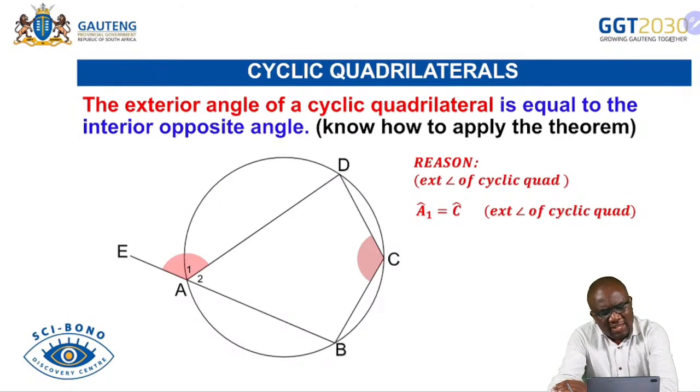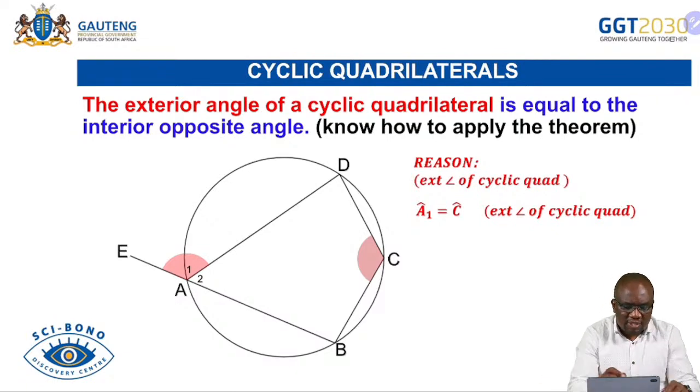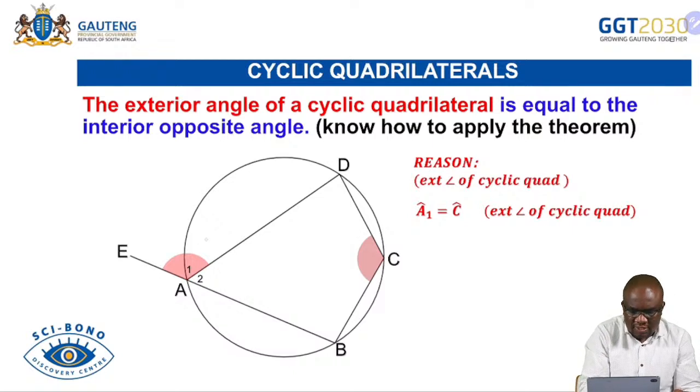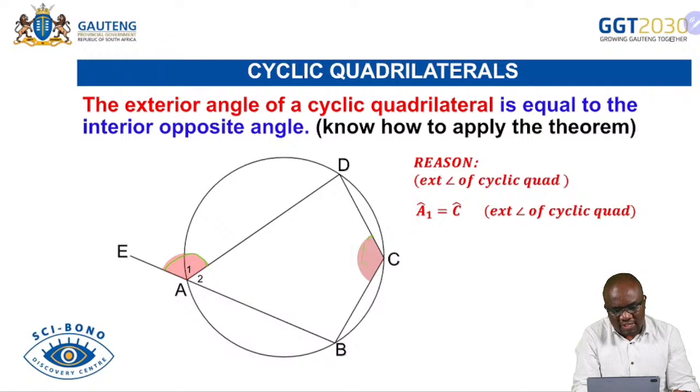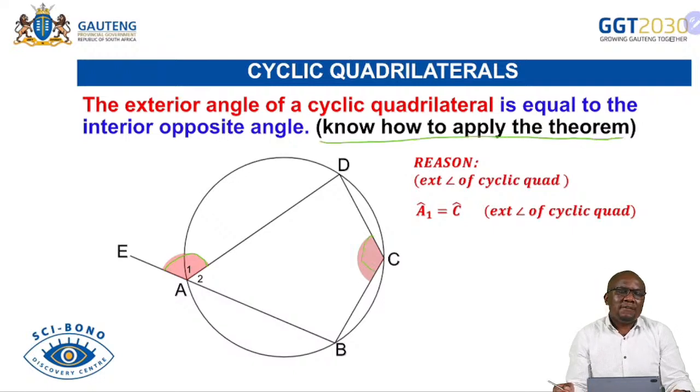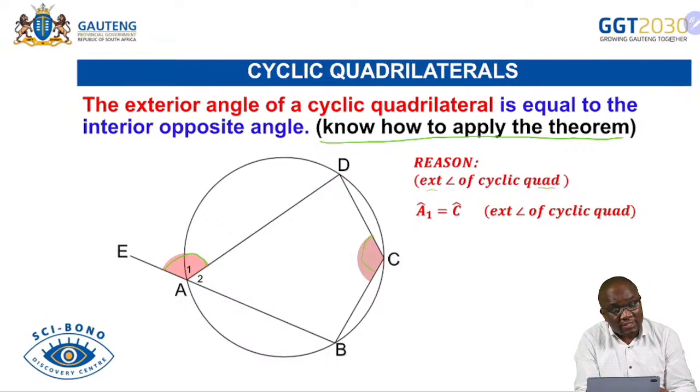The exterior angle of a cyclic quadrilateral is equal to the interior opposite angle. We talked about this before. Do you remember when I was introducing the lesson? So this angle, which is the exterior angle, is equal to the opposite interior angle. You don't need to know how to prove this theorem. You have to know how to apply it. And then this is the reason: exterior angle of a cyclic quad.